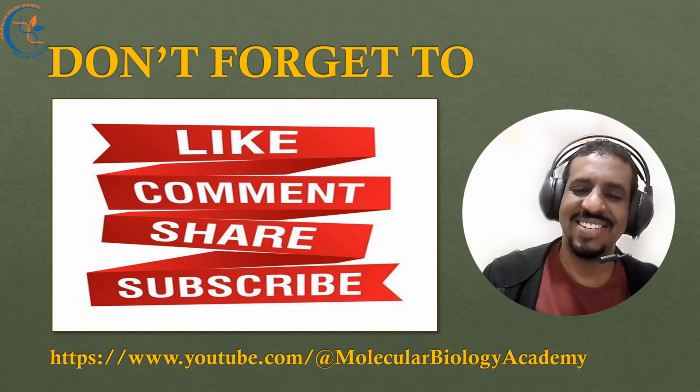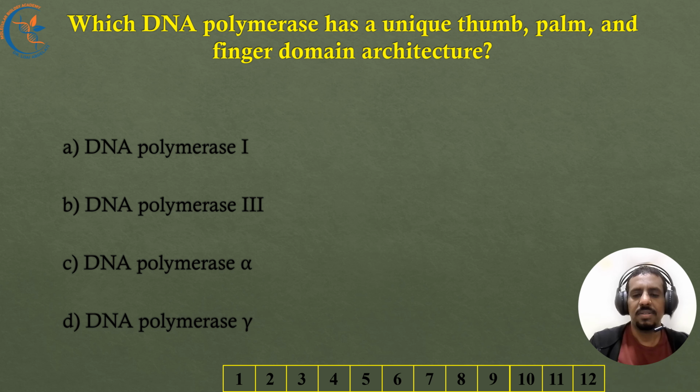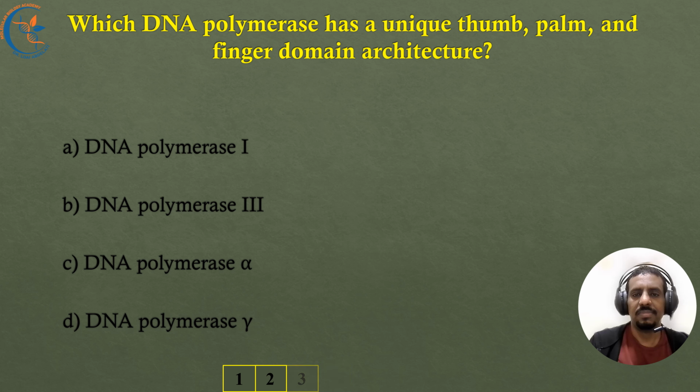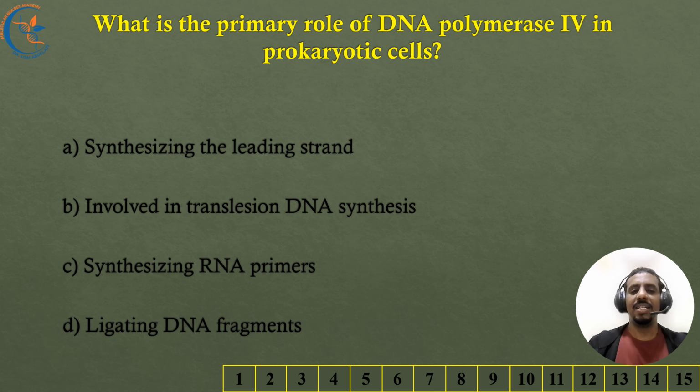All right, let's continue. Okay, which DNA polymerase has a unique thumb, palm, and finger domain architecture? All right, the correct answer is DNA polymerase 3. Let's move on. All right, let's see the next question. What is the role of DNA polymerase 4 in prokaryotic cells?